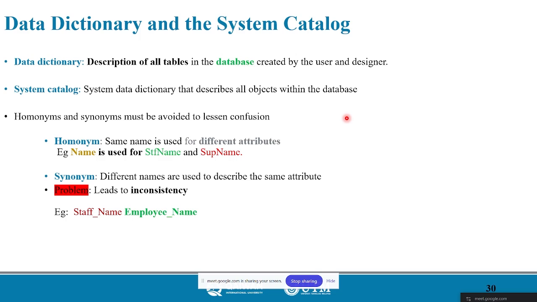Now synonymous. Different names are used to describe the same attribute. This is a problem that leads to inconsistency. For example, staff name and employee name. Now staff name and employee name are the same, for example, in a table. So why two names? Only use one standard name and stay with it.